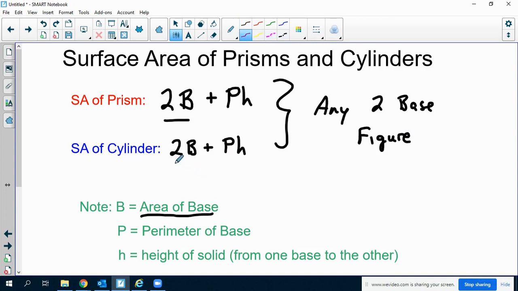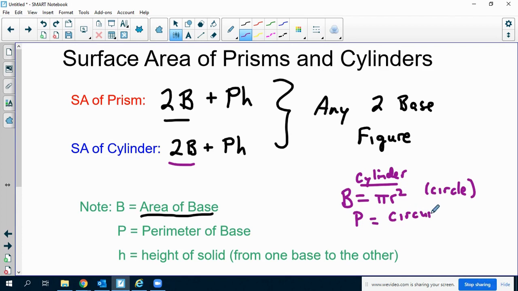Now in a cylinder, I can actually break this down a little bit more. The area of the base in a cylinder is pi r squared because it's a circle. And the perimeter of the base is what we call the circumference of a circle, and the formula is 2 pi r. So I would have 2, b is pi r squared, plus the perimeter of the base, which is 2 pi r, times the height.